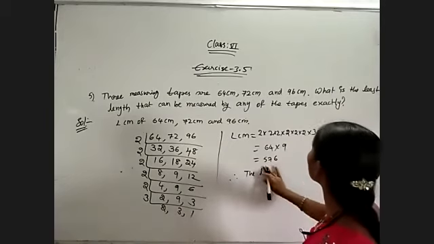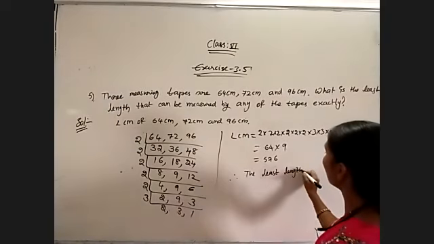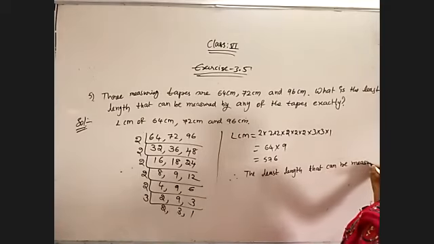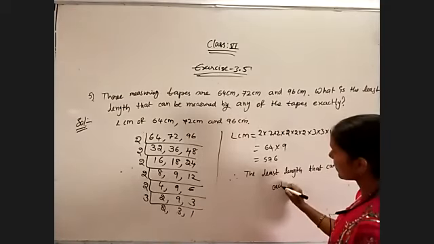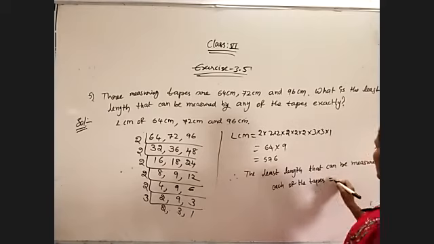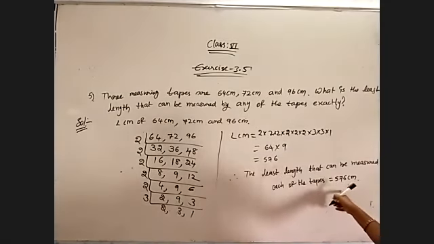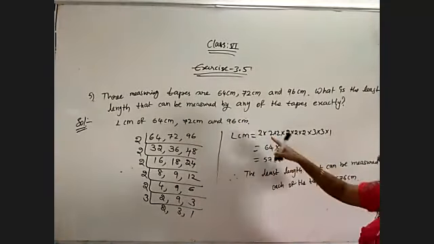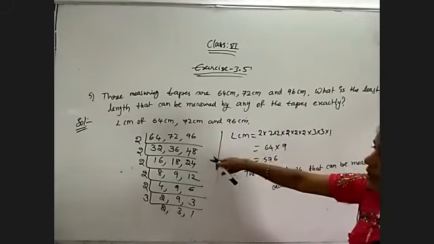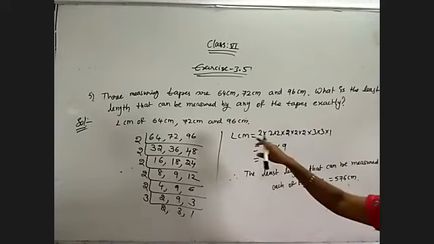Therefore, the least length that can be measured by each of the given tapes is equal to 576 centimeters. So we have to use the units also. Here in the question centimeters are mentioned, so we need to use centimeters. So 576 is exactly divisible by 64, 72 and 96. That is the least length which is measured by each of the given tapes.